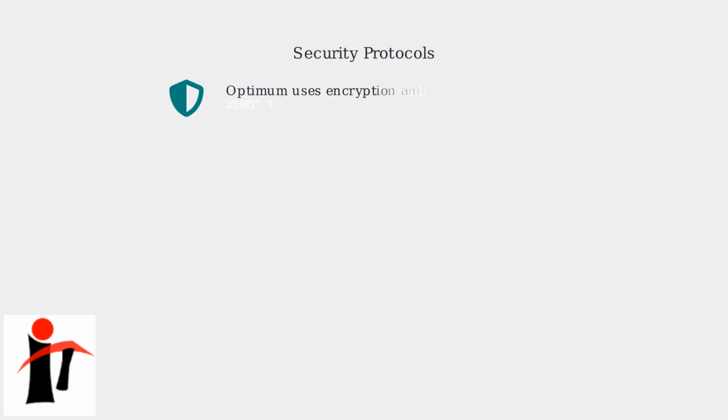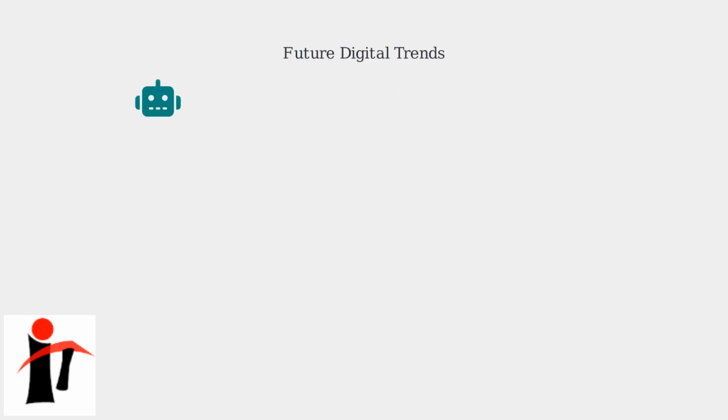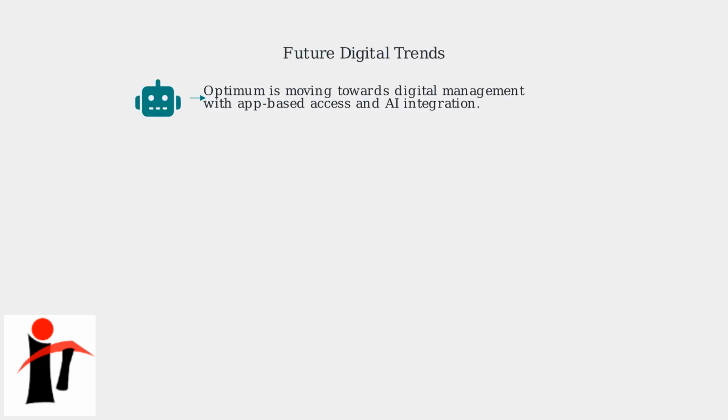Optimum Mobile uses security protocols to protect this information, including encryption and identity verification. Consider using a VPN for extra security when accessing your account online, especially on public Wi-Fi. Also, be aware that Optimum is moving towards more digital account management with increased app-based access and potential future AI integration for easier retrieval.